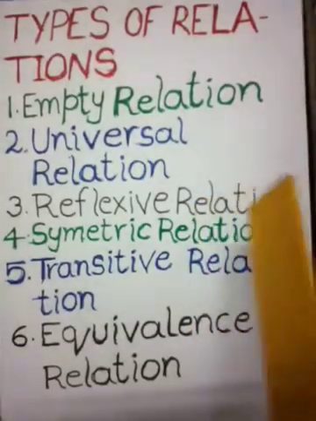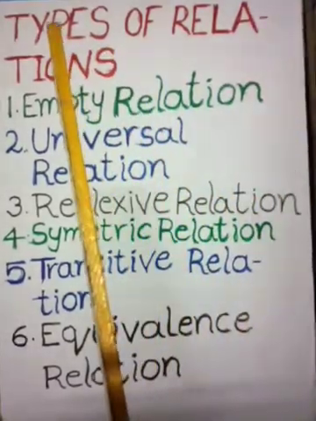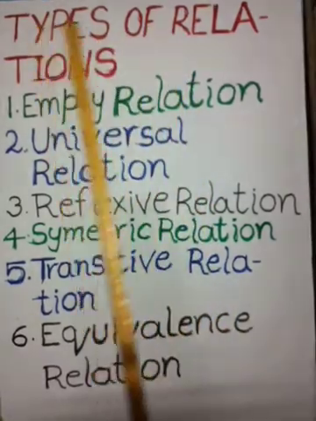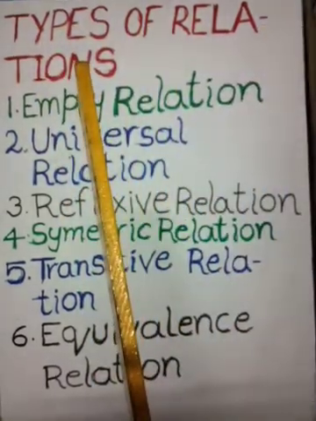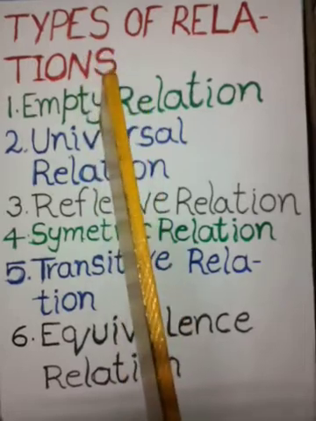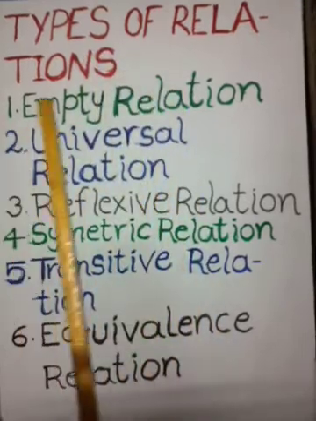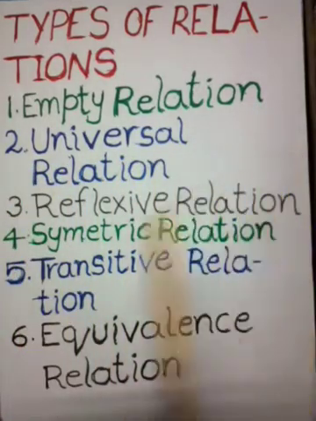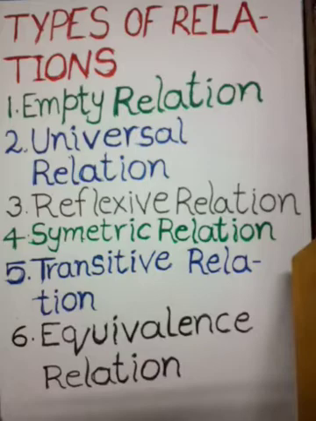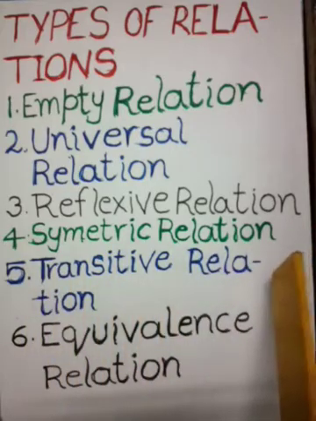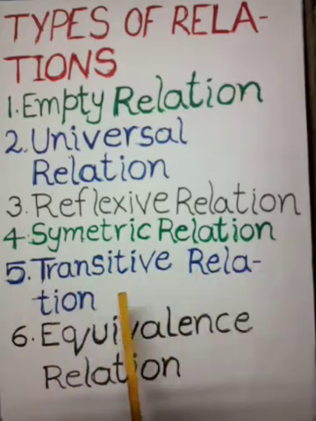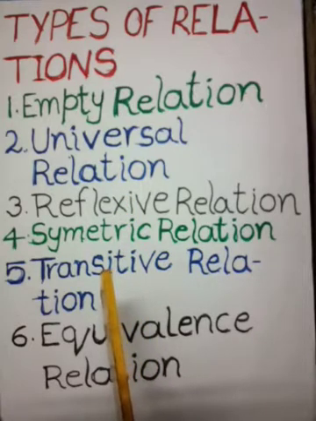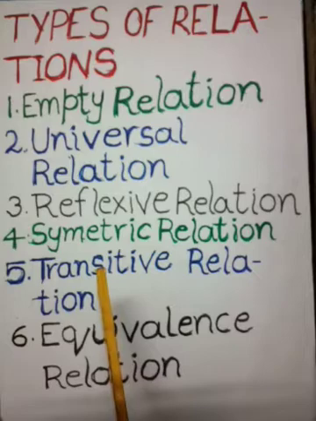Okay, my dear children, in the previous classes you have learnt these types of relations. Just to let us recall these types of relations, what are they? First one is empty relation, and second one is universal relation. Third one is reflexive relation. Fourth one is a symmetric relation, and fifth one is a transitive relation. You have learned all these types of relations in the previous class.